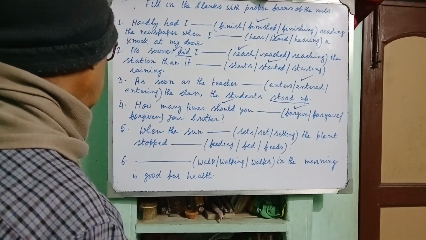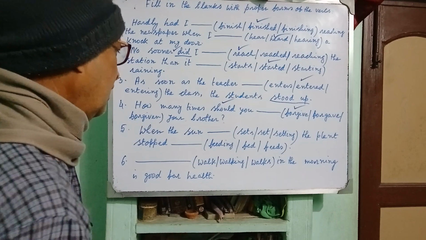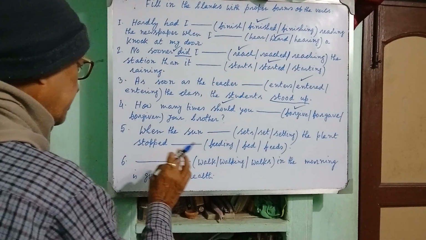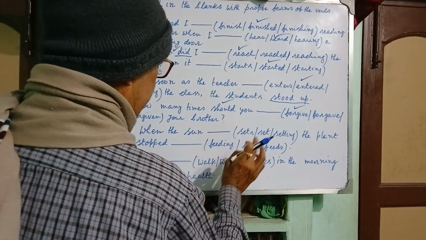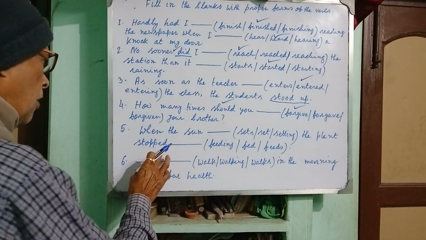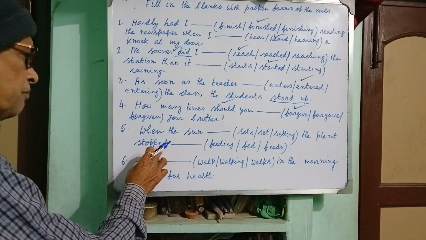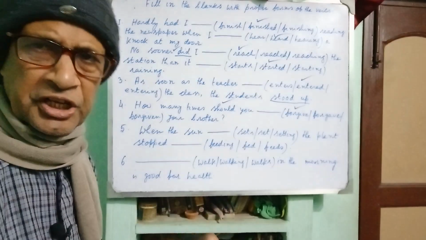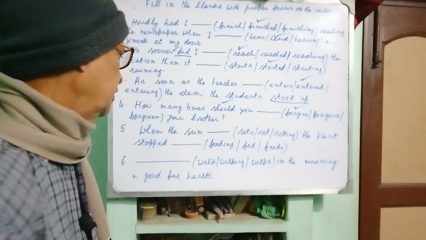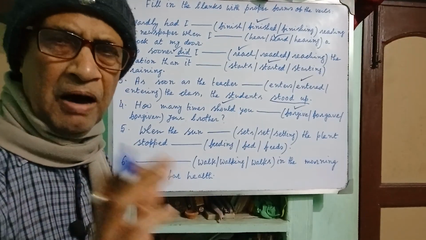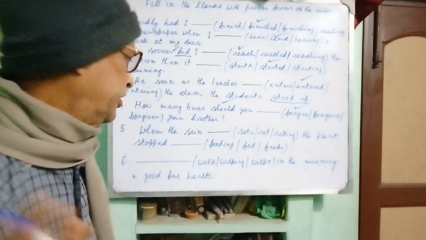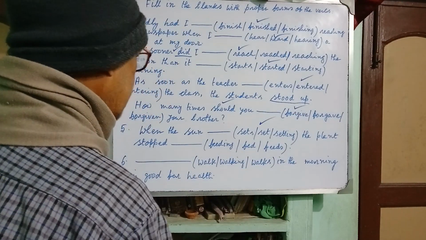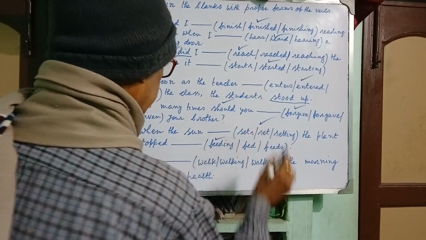Now come to the fifth example. When the sun set, the plant stopped feeding. Stopped must be followed by the verb plus ing. Stopped eating. Stopped playing. Always verb plus ing. Remember it. So when the sun set, it is in the past form. When the sun set, the plant stopped feeding.